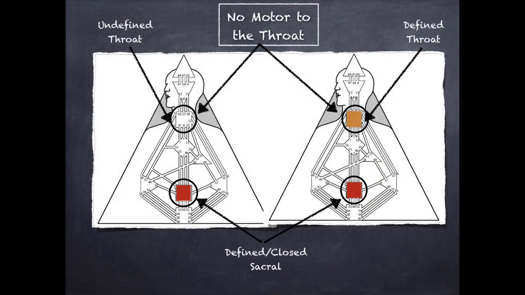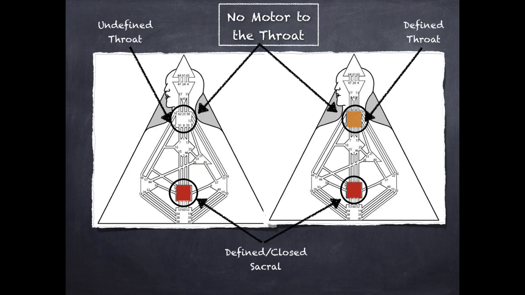So we can see that all generator types will have a defined sacral, indicated by the red square at the bottom of the chart. But unlike a manifesting generator who will always have a brown square or a defined throat center, generator types can have a defined throat or an undefined throat, as you can see here, and they will never have a motor to the throat.